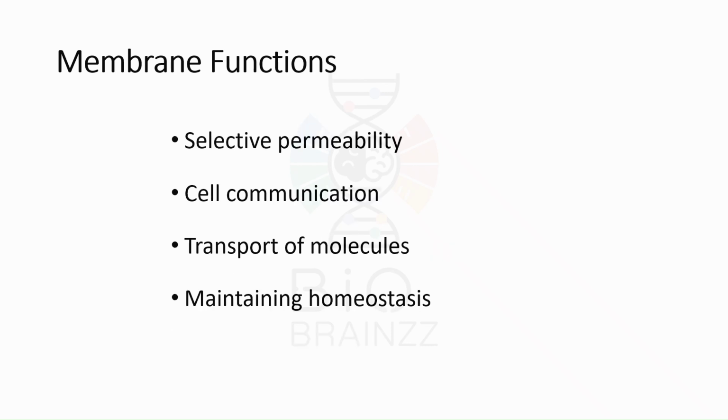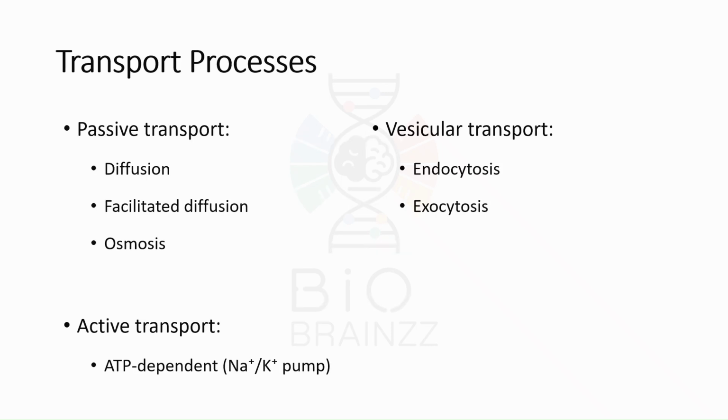Membrane functions. The cell membrane performs several important functions. One of the key functions is selective permeability, which means it allows some substances to pass while restricting others. It is also involved in cell communication through receptors and signaling molecules. Additionally, it helps in the transport of molecules and maintains internal balance, which is called homeostasis. So, the membrane is not just a boundary, it is an active and functional structure.